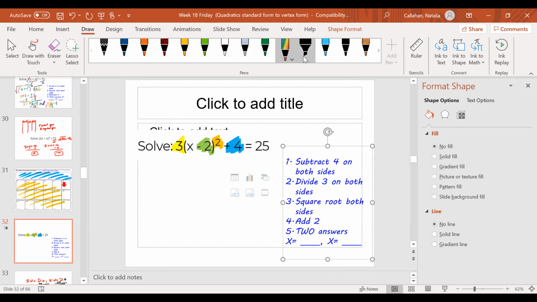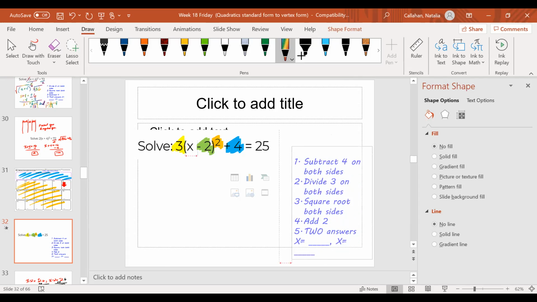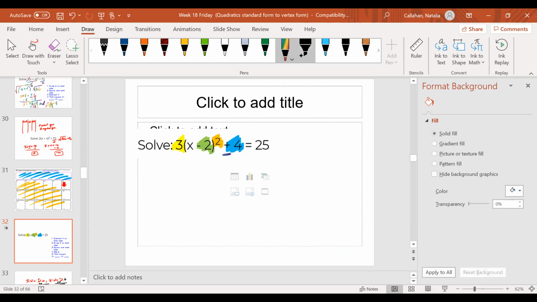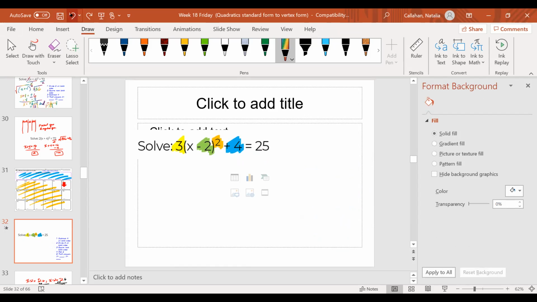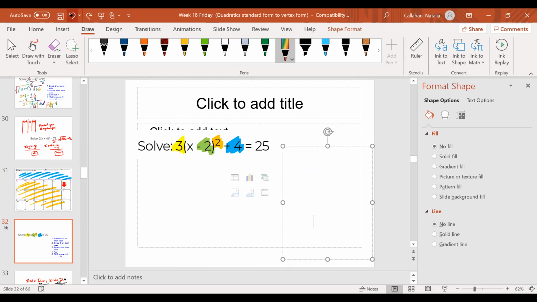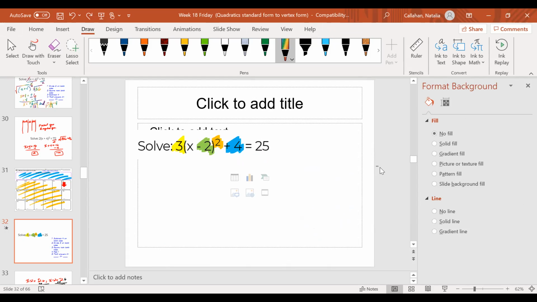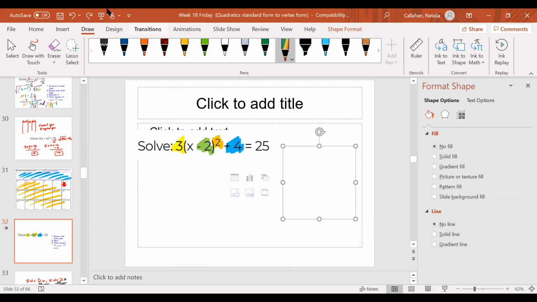All right, so let's take a look at how this works. Number 1, subtract 4 on both sides. So subtract 4, subtract 4. You are going to get, something just happened. What happened here? Oh.